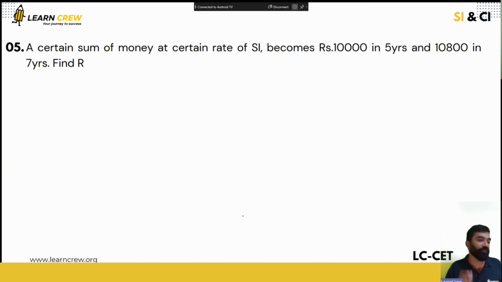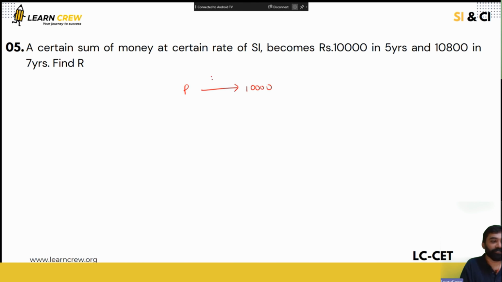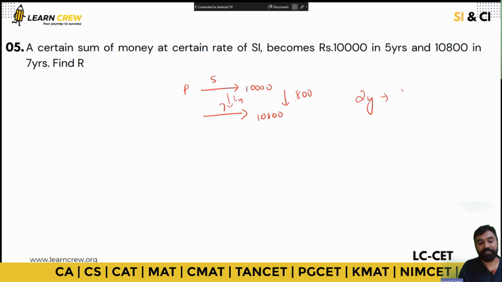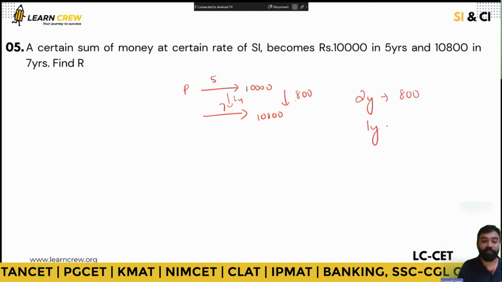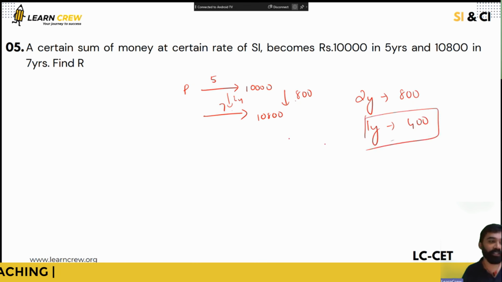Okay, a certain sum of money at a certain rate of simple interest becomes 10,000 in 5 years and rupees 10,800 in 7 years. Now, P becomes rupees 10,000 at 5 years and 10,800 in 7 years. What is the change? 800. In how many years? 2 years. For 2 years, if the simple interest is 800, for a single year, what is the simple interest? 400.